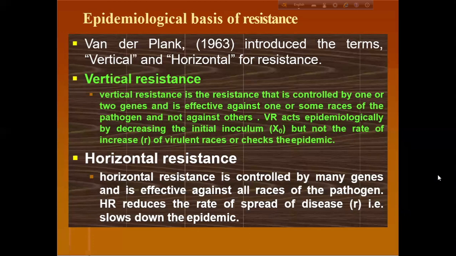On the other hand, horizontal resistance is controlled by many genes, and this resistance is effective against all races of the pathogen. The same species of the pathogen has several races. For example, Bipolaris oryzae, this is a species of the pathogen. This pathogen might have several races in the natural environment. So in this case, if the plant is horizontally resistant, then this plant should be resistant to all the available races of Bipolaris oryzae, for example.